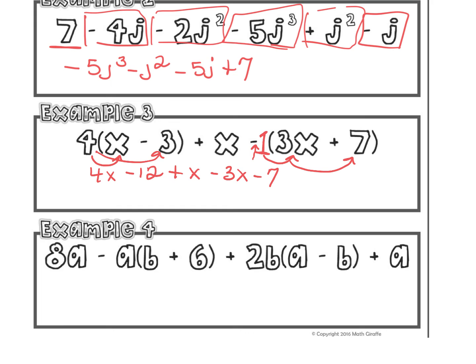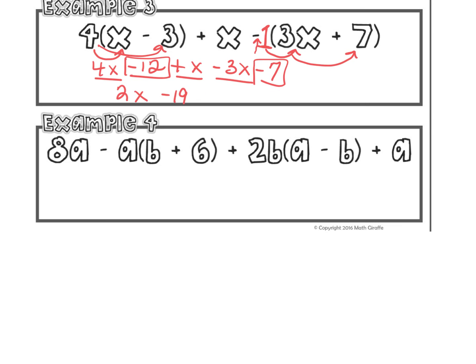And now we can combine our like terms. We have 4x and 1x is 5x. Minus 3x is a positive 2x. Then you have 12, negative 12, and negative 7, which is negative 19.